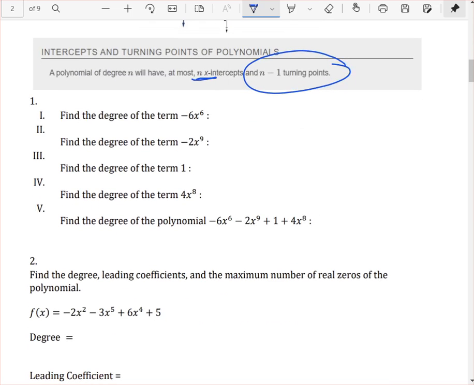The degree is always the highest power of the term, so in this case it would be 6. In this one, it would be 9. In this one, there's no x, so it would be 0. This would be 8. Now, for the whole polynomial, the degree is the highest power of all of them. So in this case, it would be 9.